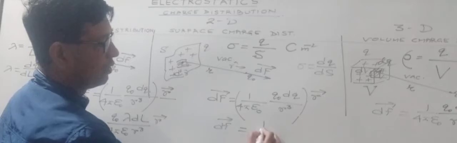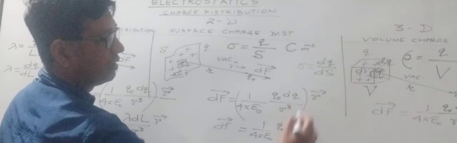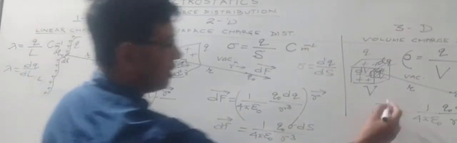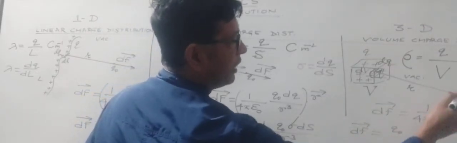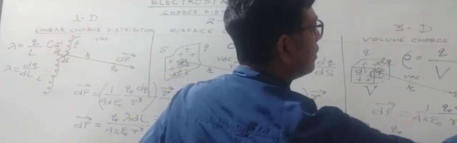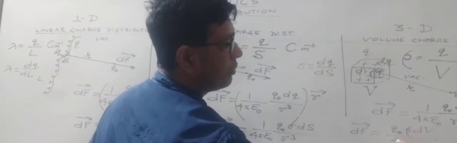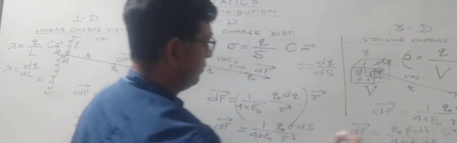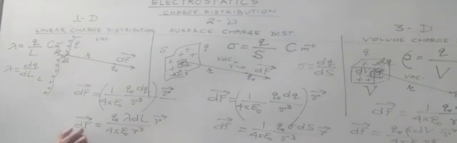So what we get is 1 over 4 pi epsilon naught Q naught, substitute the value of dQ over here, sigma dS. Fine. And similarly over here we can write rho into dV in place of dQ. So rho dV divided by 4 pi epsilon R cube R vector. So this is the elementary force experienced by charge Q naught due to the elementary charge dQ.